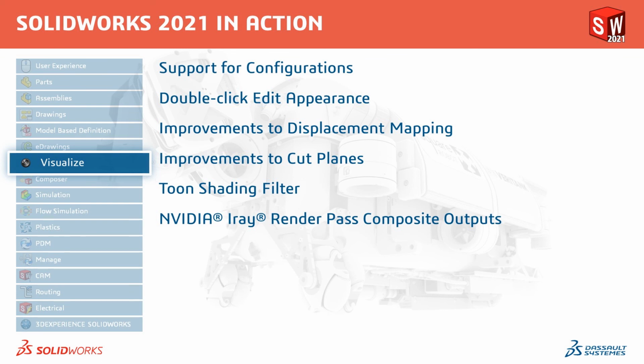So to summarise the Visualize 2021 improvements, we have support for configurations, the ability to double-click components and select their appearance, improvements to displacement mapping and cutting planes, as well as toon shading for renders, and NVIDIA's iRay render pass composite outputs for ambient occlusion and others.